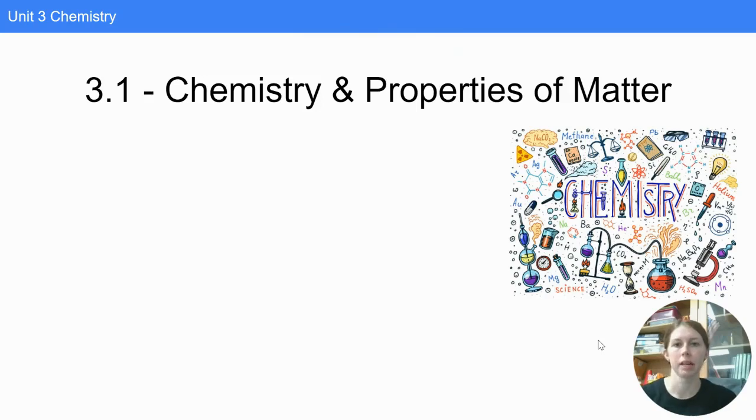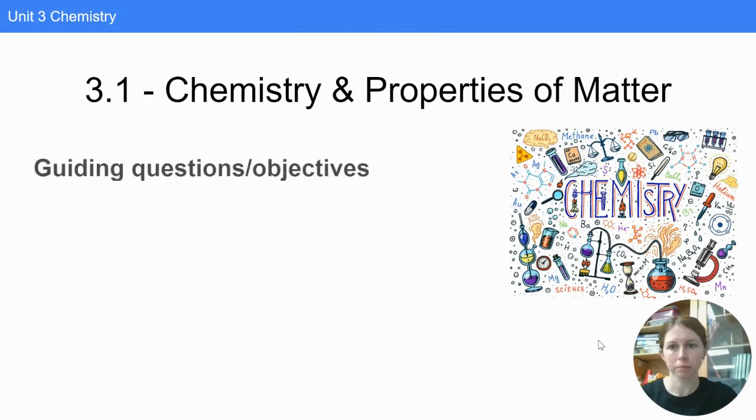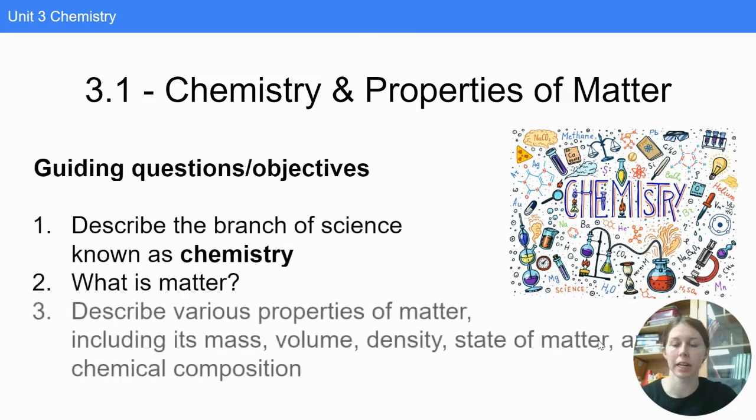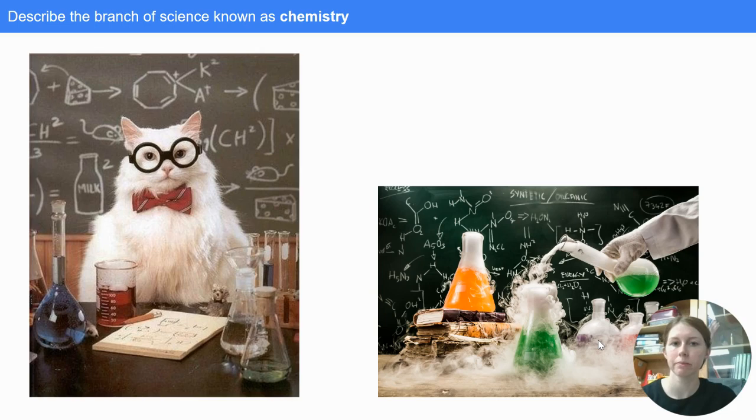Lesson 3.1, Chemistry and Properties of Matter. Our guiding questions: describe the branch of science known as chemistry, answer the question, what is matter, and describe various properties of matter, including its mass, volume, density, state of matter, and chemical composition.